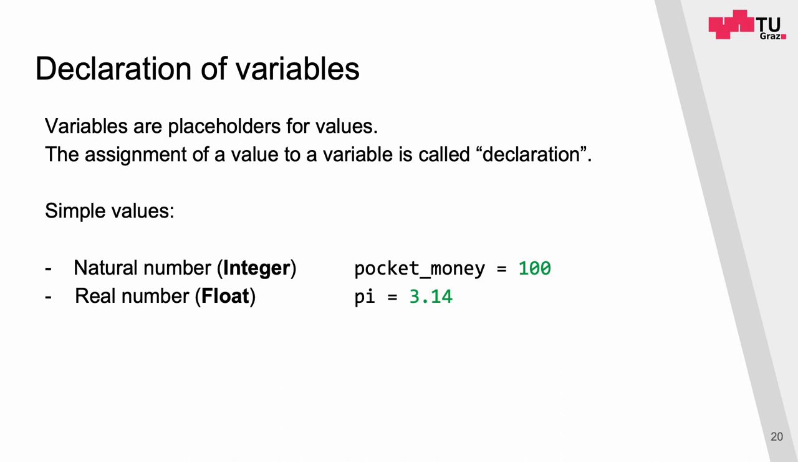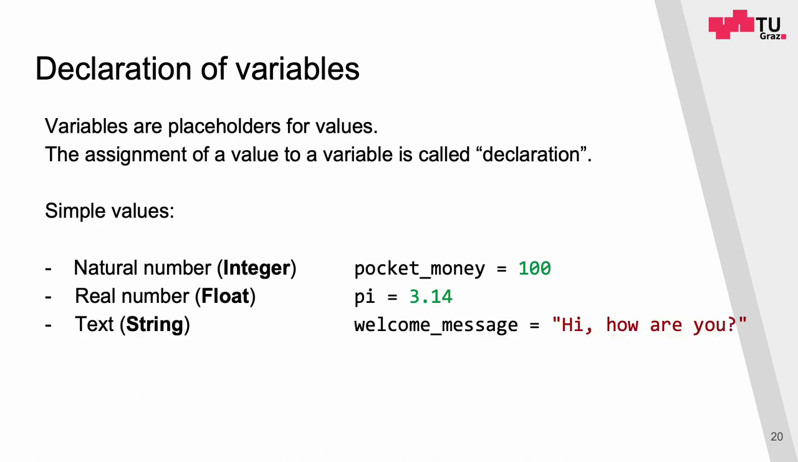Or if we want to store a real number, which is called a float in Python, we can just type pi equals 3.14. And with this line of code, we have declared a variable which is called pi, which holds the value of 3.14. Or as we have already done, we can declare a variable which holds a string by typing, for example, the variable name, which could be welcome_message equals the text "hi, how are you", in quotes.